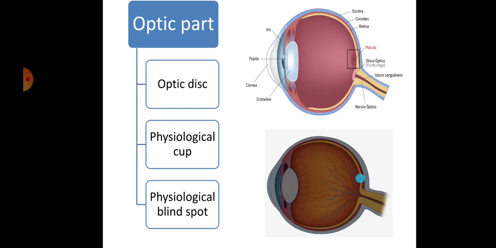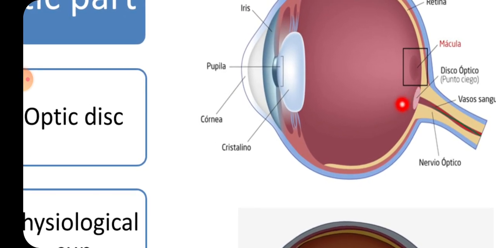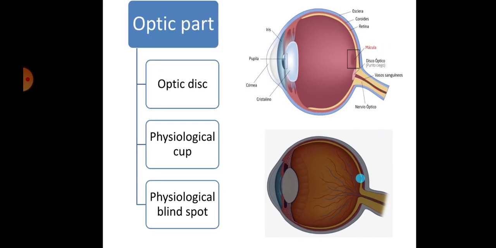Next point we are going to discuss: the optic disc. The optic disc is a disc shape structure on the retina where the optic nerve enters inside the eyeball. Opposite to the entrance of the optic nerve, there is a disc shape circular part, which is called the optic disc. The center of the optic disc is a little bit depressed, or cup shaped. That is called the physiological cup. This physiological cup does not have rods and cones. Because of that, this area is called the physiological blind spot.